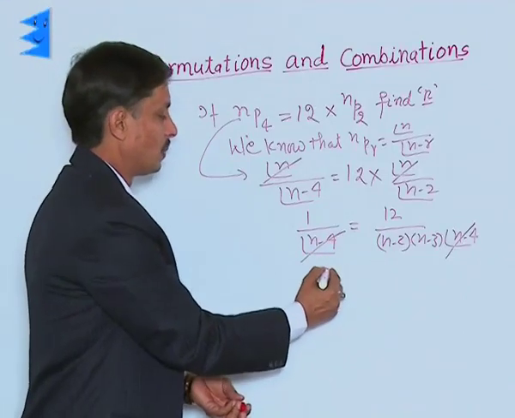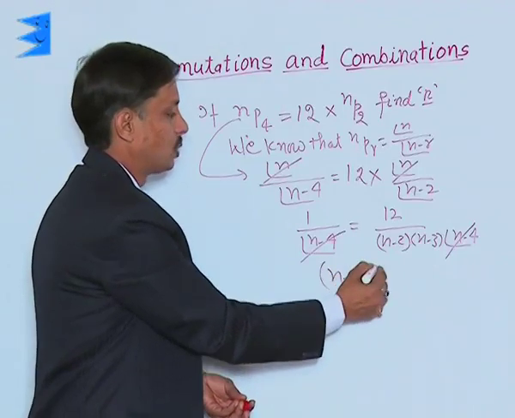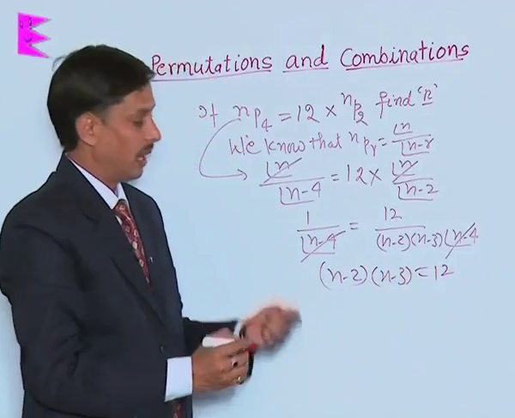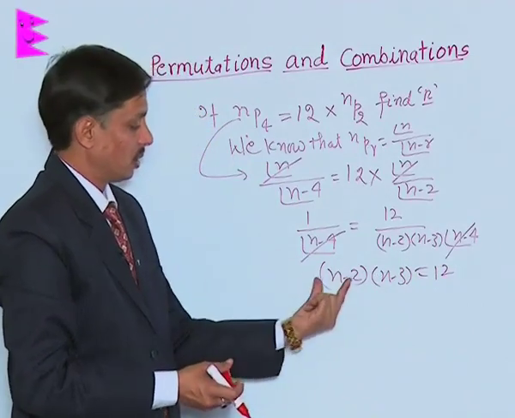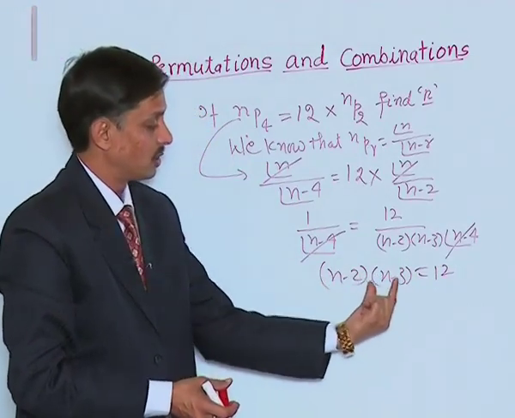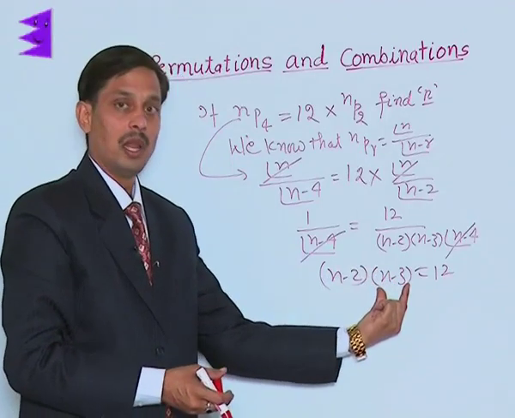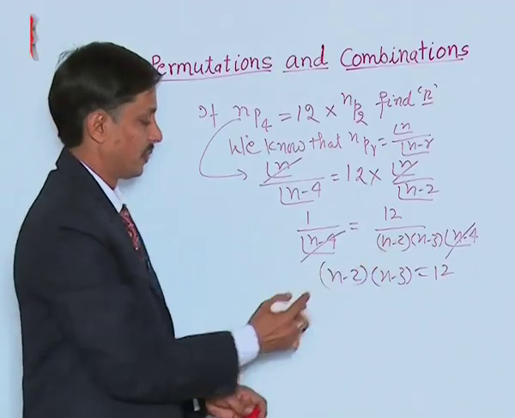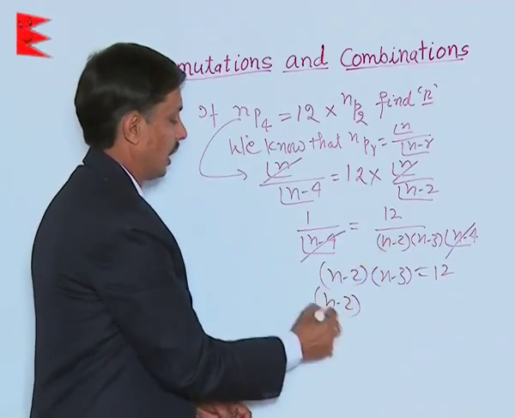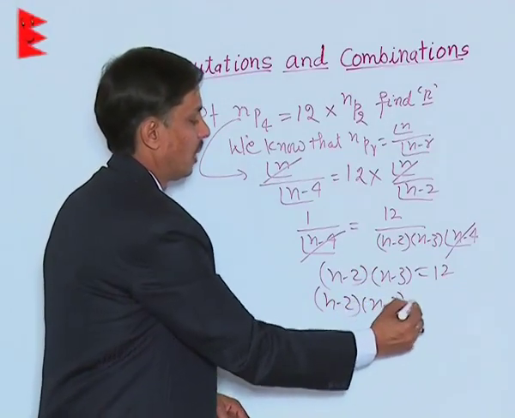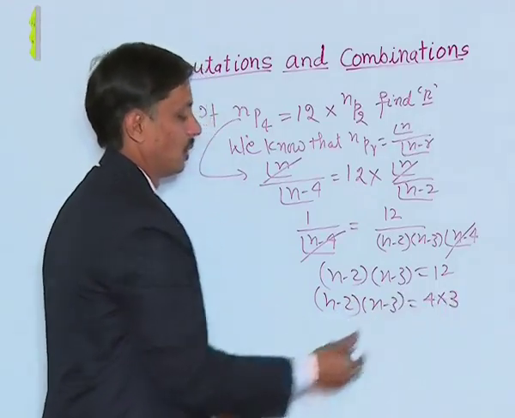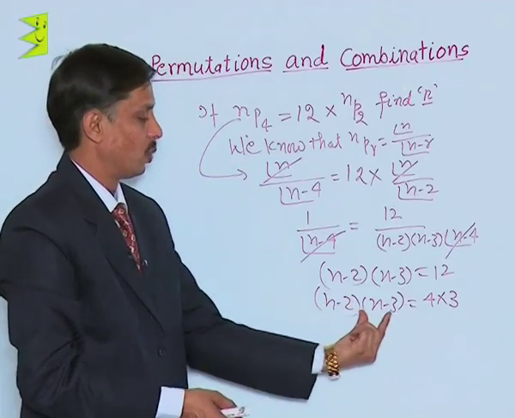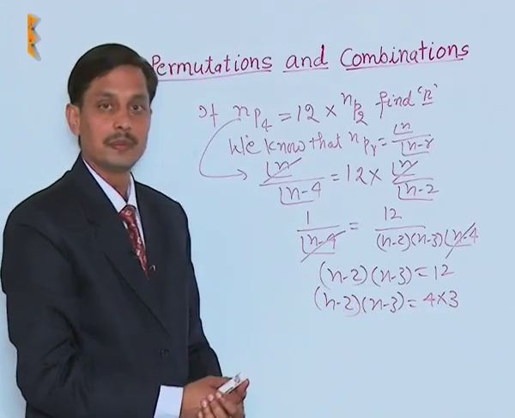So now we can cross multiply: n minus 2 into n minus 3 is equal to 12. As n is a natural number, n minus 2 is a natural number, and n minus 3 is again a consecutive lesser natural number, one less than this. So n minus 2 into n minus 3 is equal to 4 into 3.